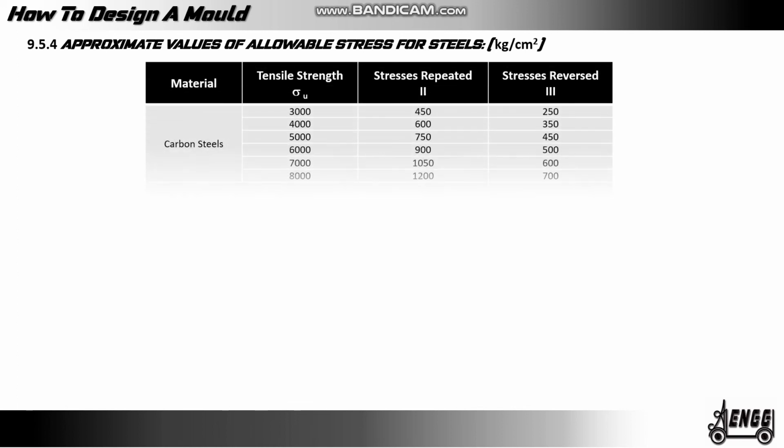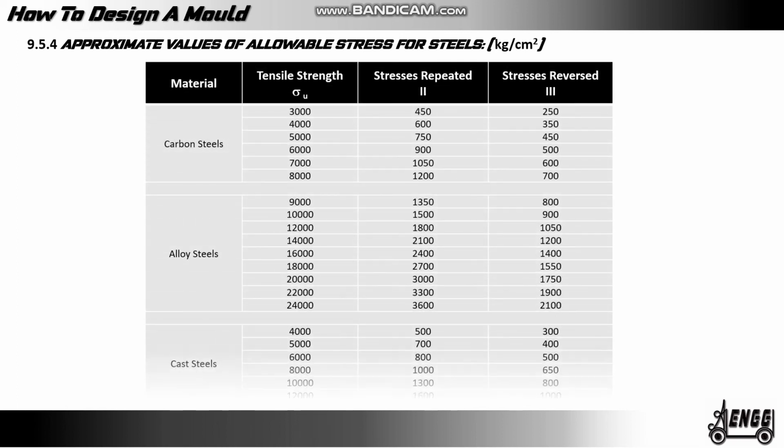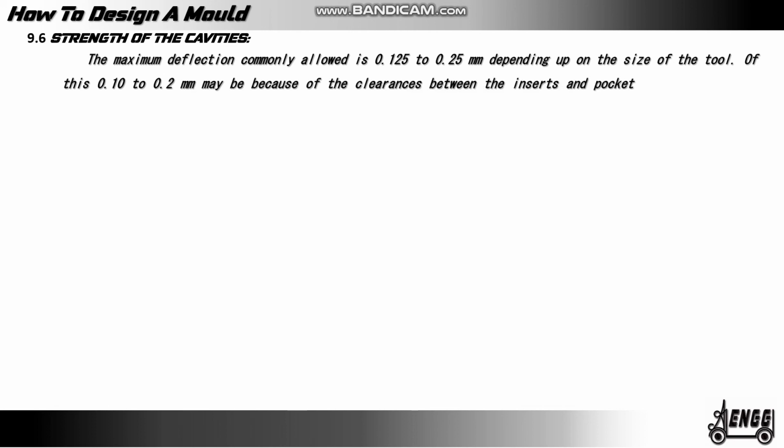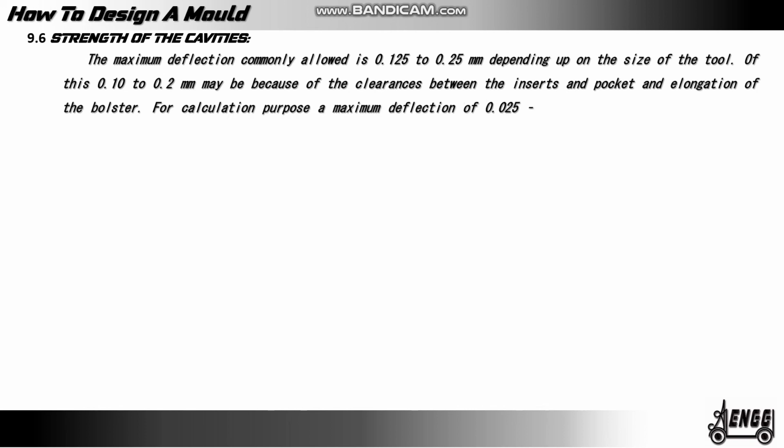First column talks about material, tensile strength, stress repeated, stress reversed. Strength of the cavities. The maximum deflection commonly allowed is 0.125 to 0.25 mm depending upon the size of the tool. Of this, 0.1 to 0.2 mm may be because of the clearance between the inserts and pocket and elongation of the bolster. For calculation purposes, a maximum deflection of 0.025 to 0.05 mm is generally taken.